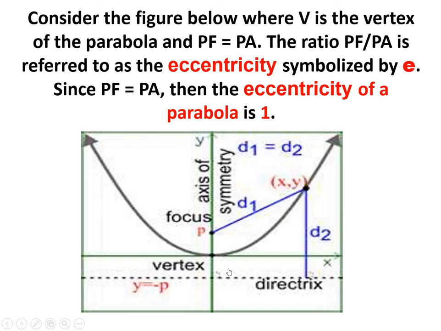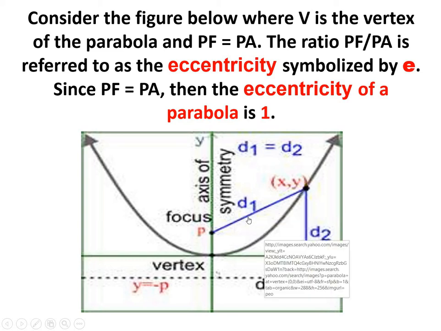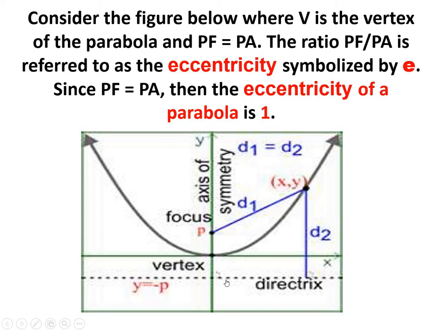So this is the figure. This is your vertex, the focus, the axis of symmetry. This is distance 1, distance 2, that is PF equals PA, d1 equals d2. Then the directrix is always at the back of your graph. So this is your focus, your directrix is always here.